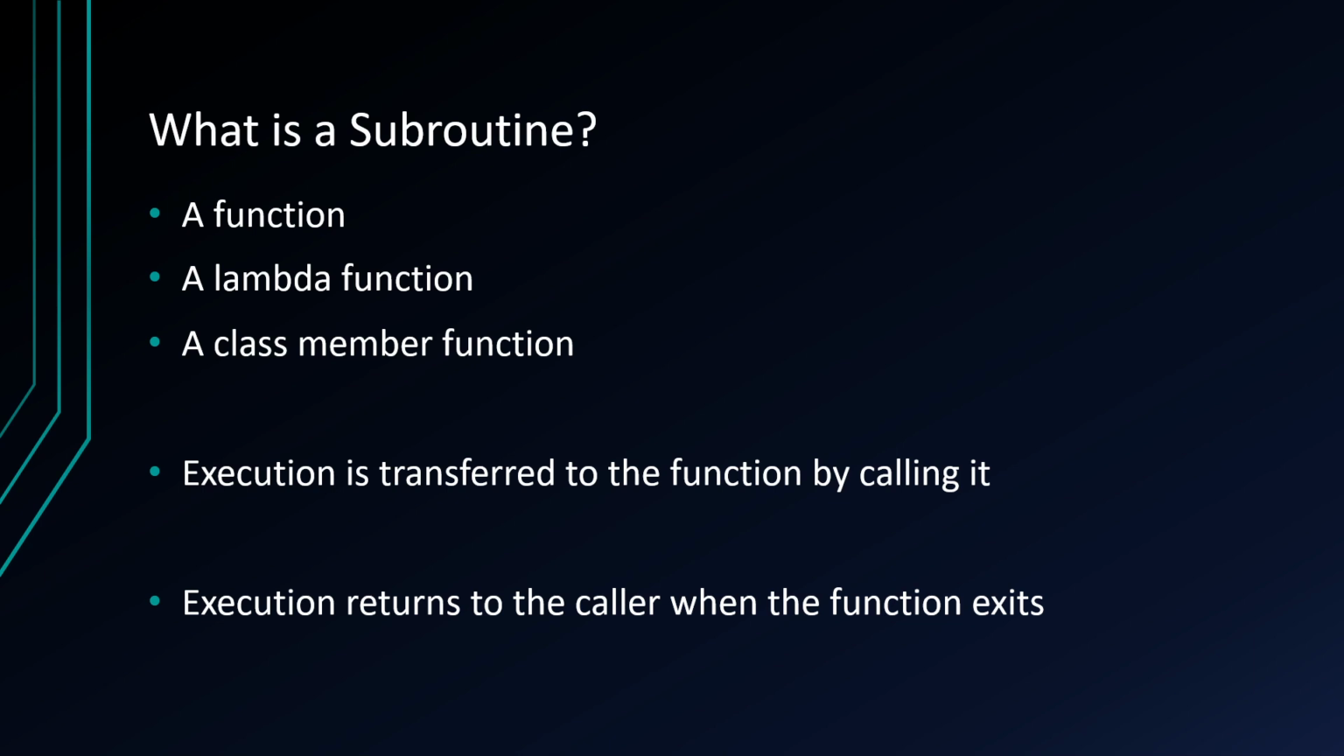method on the class, and just like the function call operator method on a lambda, a class can have any number of member functions. So all of those are considered subroutines, and you transfer execution to the subroutine by calling it, and when the function returns, either by executing the last statement in the body of the function or with an explicit return statement, the execution returns to the caller.